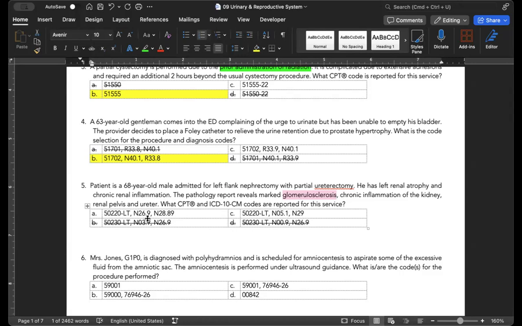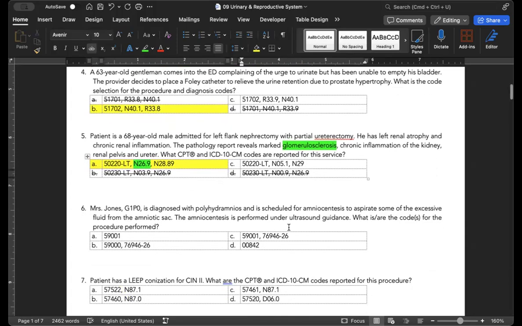Yep, should be N26.9, because N26.9 is going to be for the glomerulosclerosis. The N05.1, we don't have an unspecified nephritic syndrome. We do have glomerular lesions because of the glomerulosclerosis, but that glomerulosclerosis is more specific than an unspecified nephritic syndrome. That makes sense? Any questions on that? I know this one's a little tricky because they're not giving us the exact words that we need.